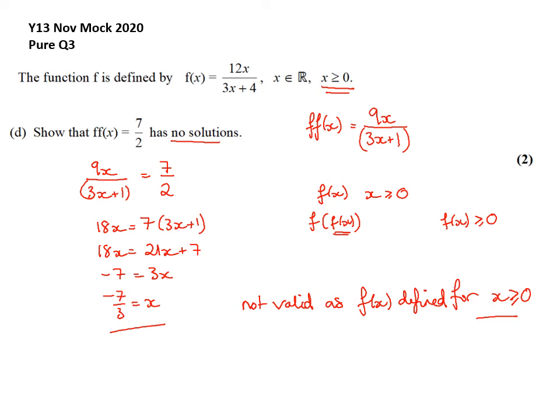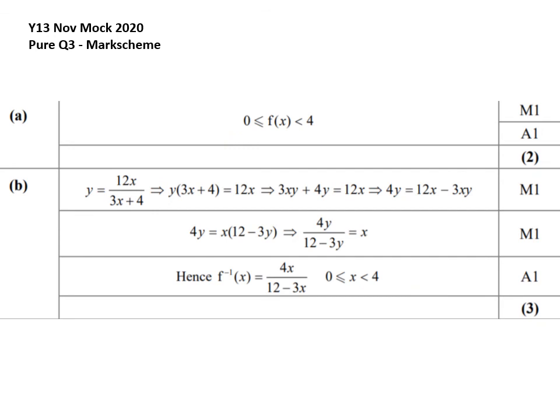Mark schemes on the next slide, so pause if you want to have a read through them. And you can see you're awarded the method mark here for the technique of letting y equal the function and rearranging. You have to do every single part of that line to get that method mark. So it's not just the let y equals, it's the manipulating it, and it is getting the x terms on one side and other terms on the other. The second method mark then is for factorising and getting x on its own.